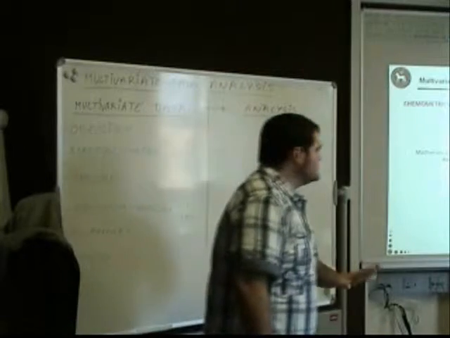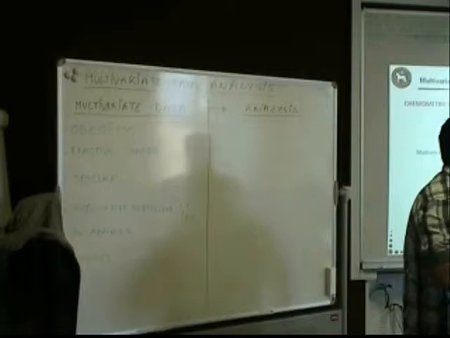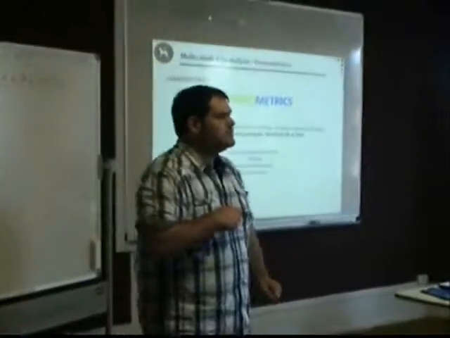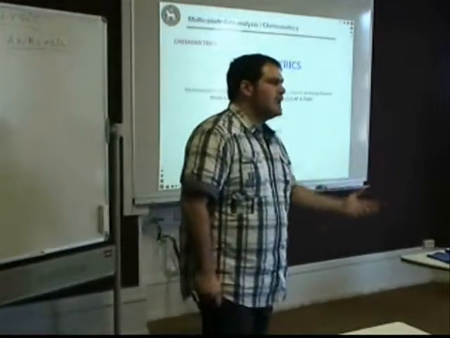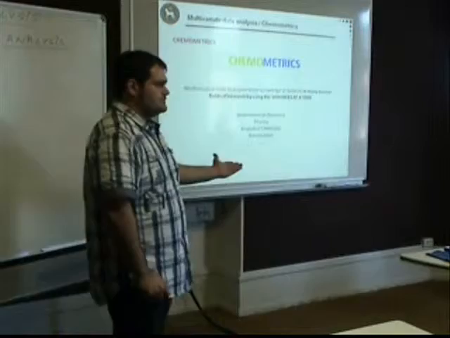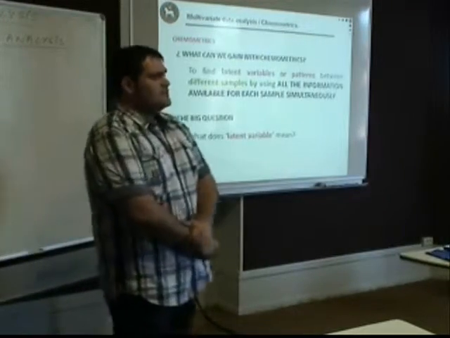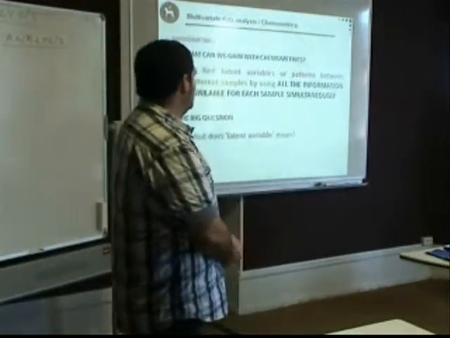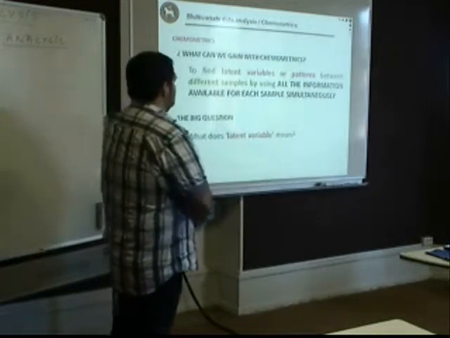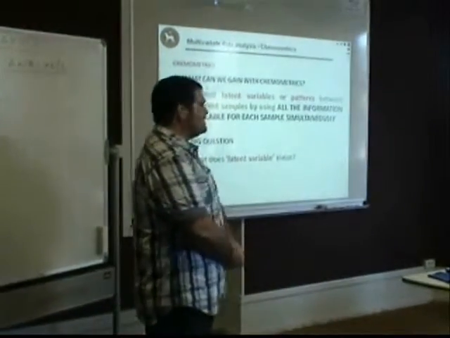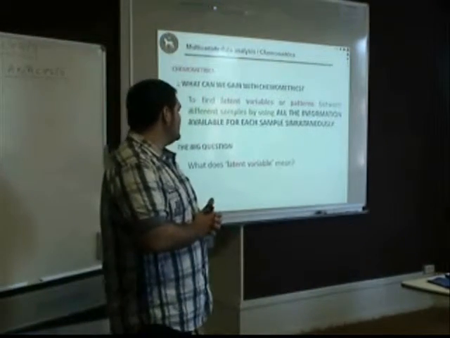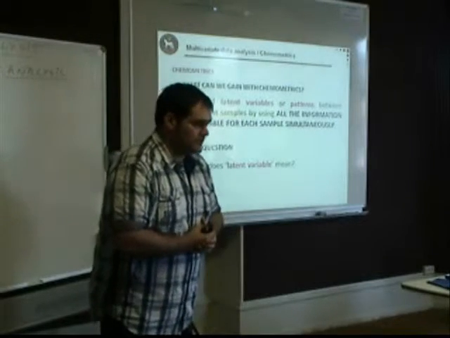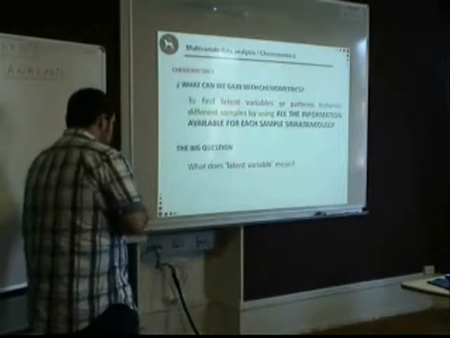Okay? And chemometrics, as I told you before, is a little bit of an old-fashioned word, because I don't like this chemo. Chemometrics has been applied in many diverse fields. For instance, environmental chemistry, physics, analytical chemistry, nanoscience, biology, whatever. Okay? So the big two questions. What do we gain with chemometrics? We can find latent variables or patterns between different samples by using, as I told before, all the information available for each sample simultaneously.